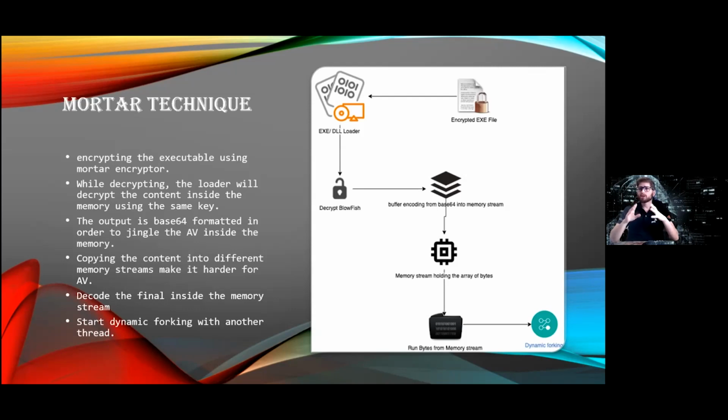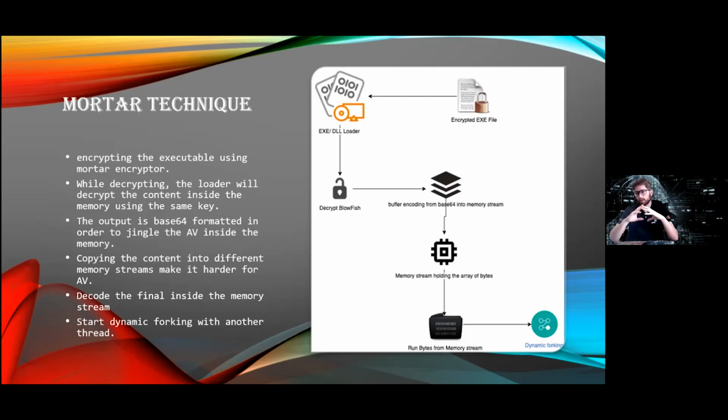After encrypting the executable using the MORTAR encryptor, the encrypted process will go to the loader. There are two versions of the loader, one which is EXE and the other which is DLL. EXE is able to bypass one thing, and DLL is able to bypass another, which I'm also going to cover. The first thing, the loader will decrypt the content inside the memory using the same key used for the encryption.